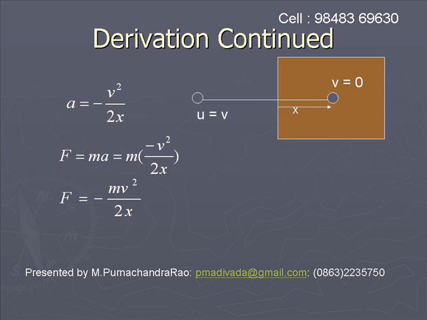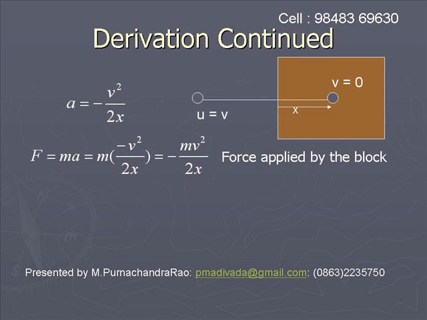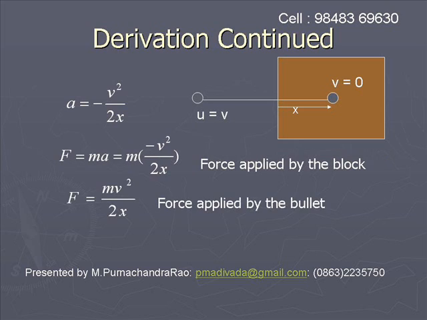This is the force offered by the block to the bullet. So this is the force applied by the block on the bullet. The force applied by the bullet on the block will be equal and opposite. Hence, the force applied by the bullet is equal to mv square by 2x.